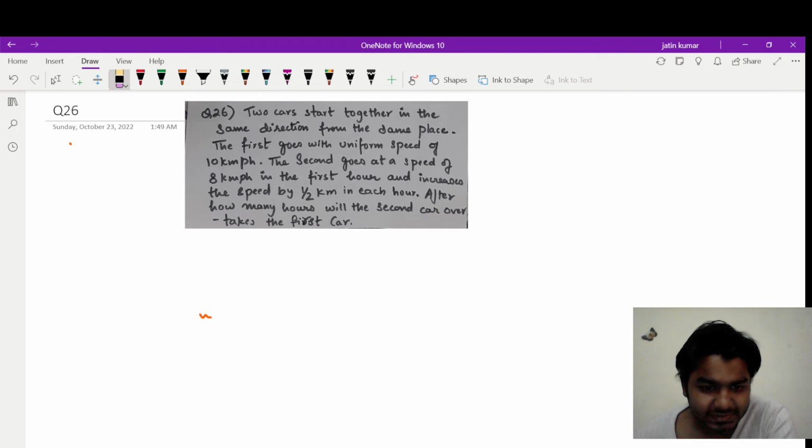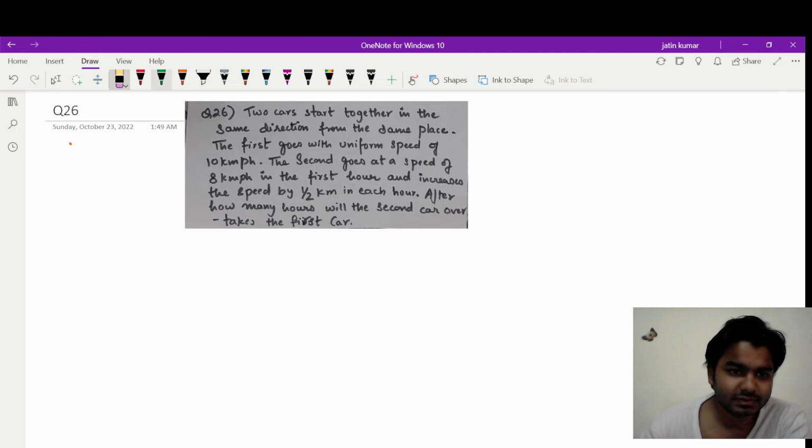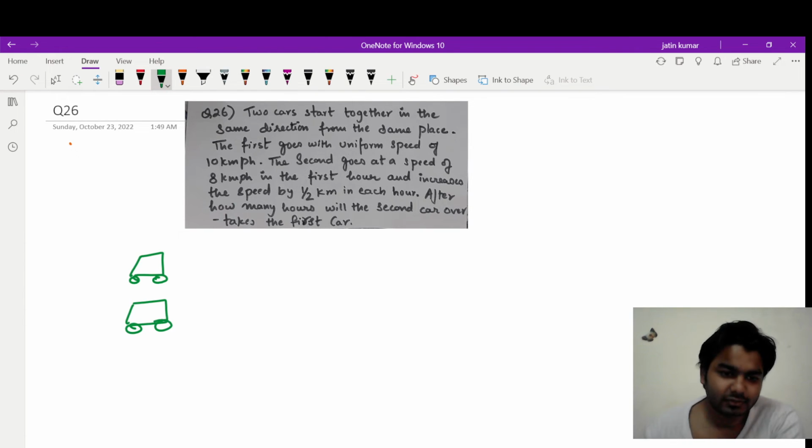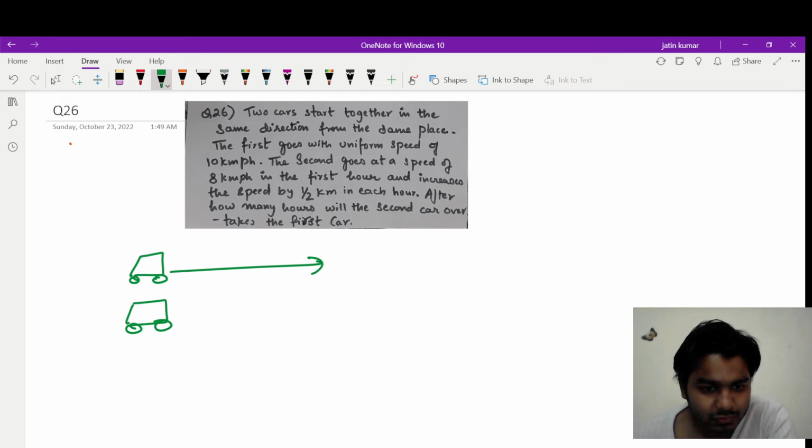Both the cars are at the same place. I have not read the question. Both the cars are at the same place. This is the first car, this is the second car. Okay, now the first car goes with a constant speed of 10 km per hour.